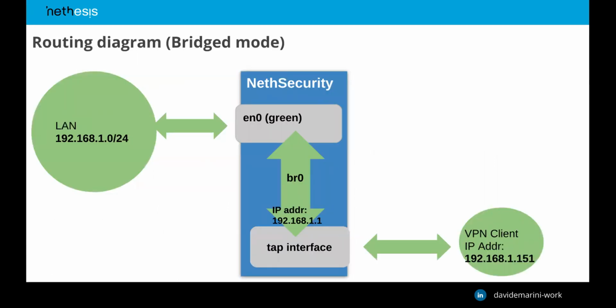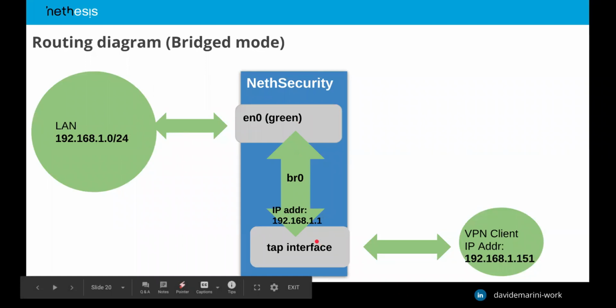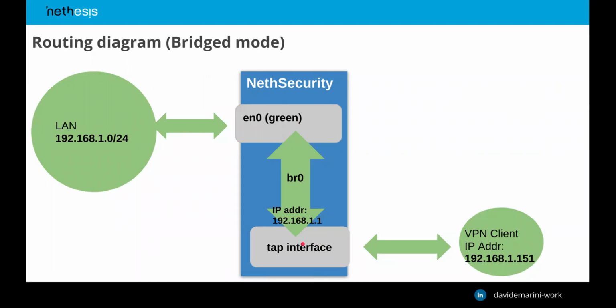The routing diagram in bridged mode is very simple because we have just one green zone while the physical and virtual interfaces are bridged together. The client takes an IP address from the green subnet and can talk with the green network through NetServer.